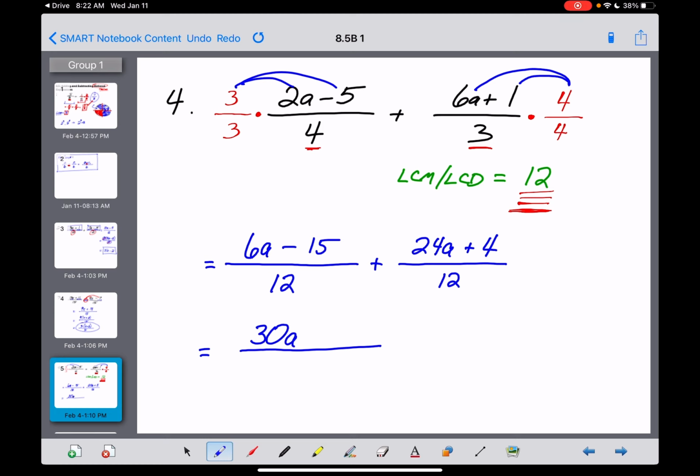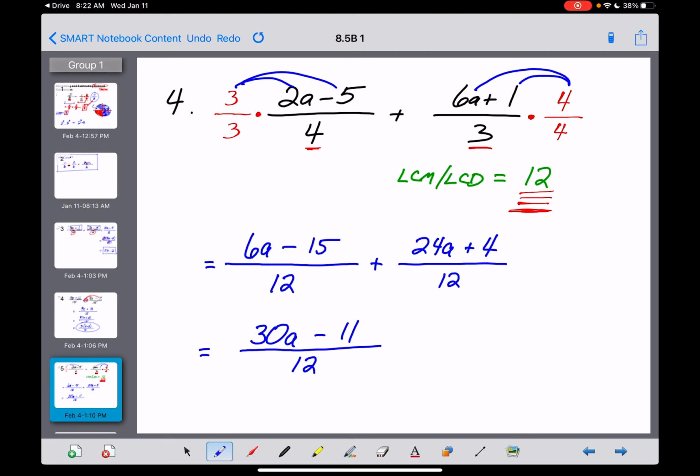And then negative 15 plus 4 is a minus 11. That's interesting. All over, we keep the common denominator the same, 12. And in the last two problems, when we've gotten to this point, we've had to factor and cancel. So we should definitely think about that right now.